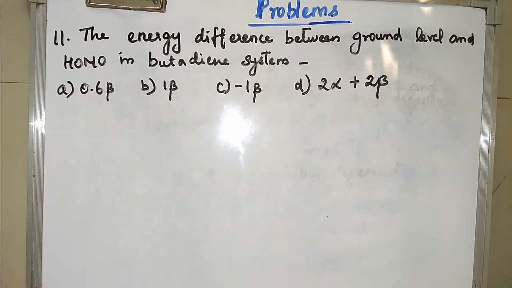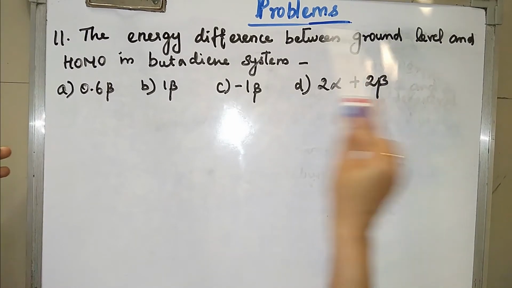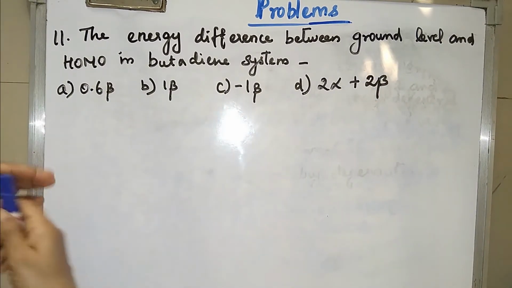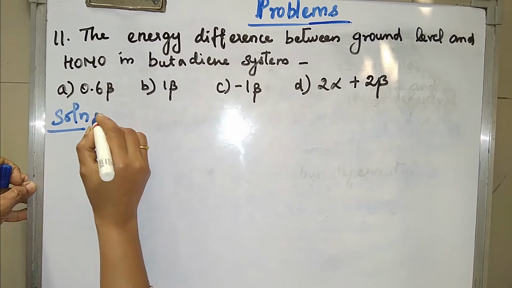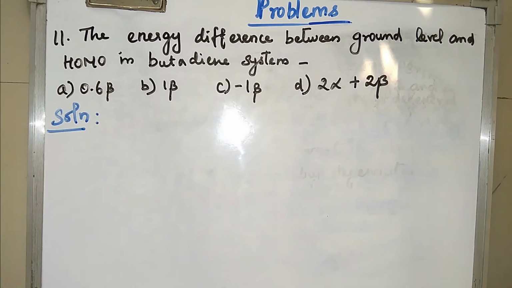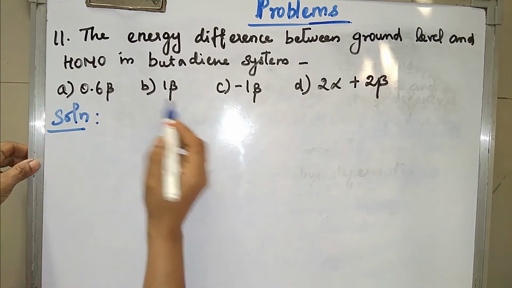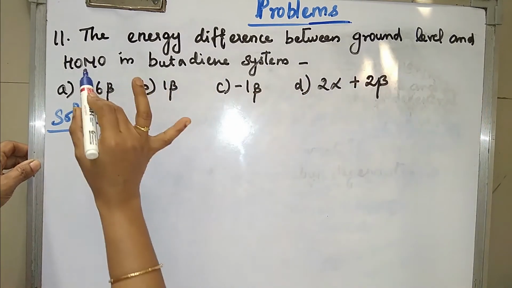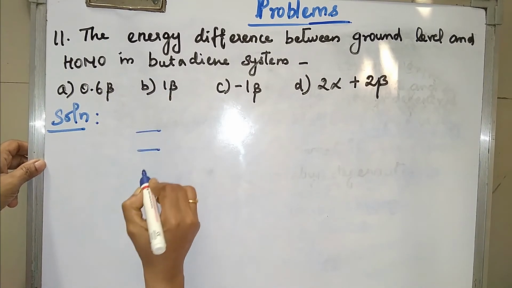Next question: the energy difference between the ground level and the HOMO in the butadiene system. Here, I'm solving all the possible questions. I'm not solving many questions, but whatever questions I'm solving are different from the other questions. Energy difference between the ground state and the HOMO in the butadiene case. The butadiene case means only 4 carbon atoms.